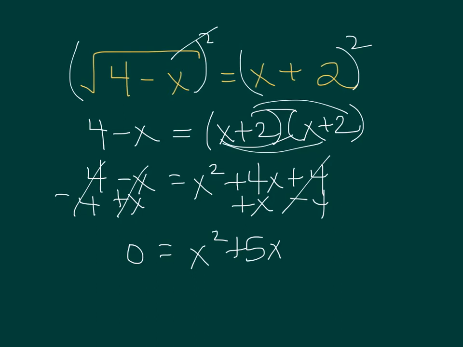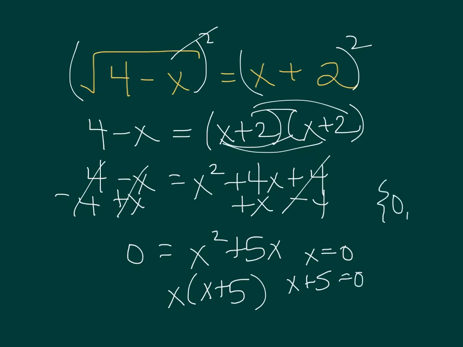If I would ask you to factor that, the first thing you would look for is a GCF, giving you x times the quantity x plus 5. Now you're going to take each of those separate pieces and set them equal to 0 by themselves, giving you 2 possible solutions of 0 and negative 5. Now what I'm going to do is take that 0 and that negative 5 and switch slides, and we're going to check for extraneous solutions.